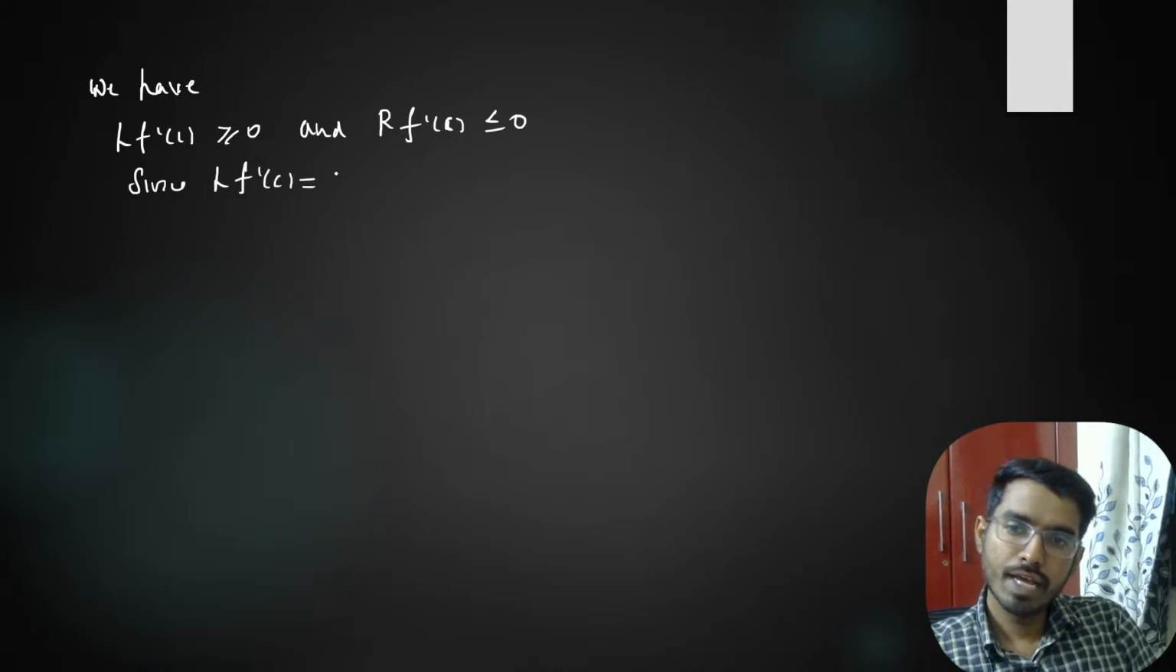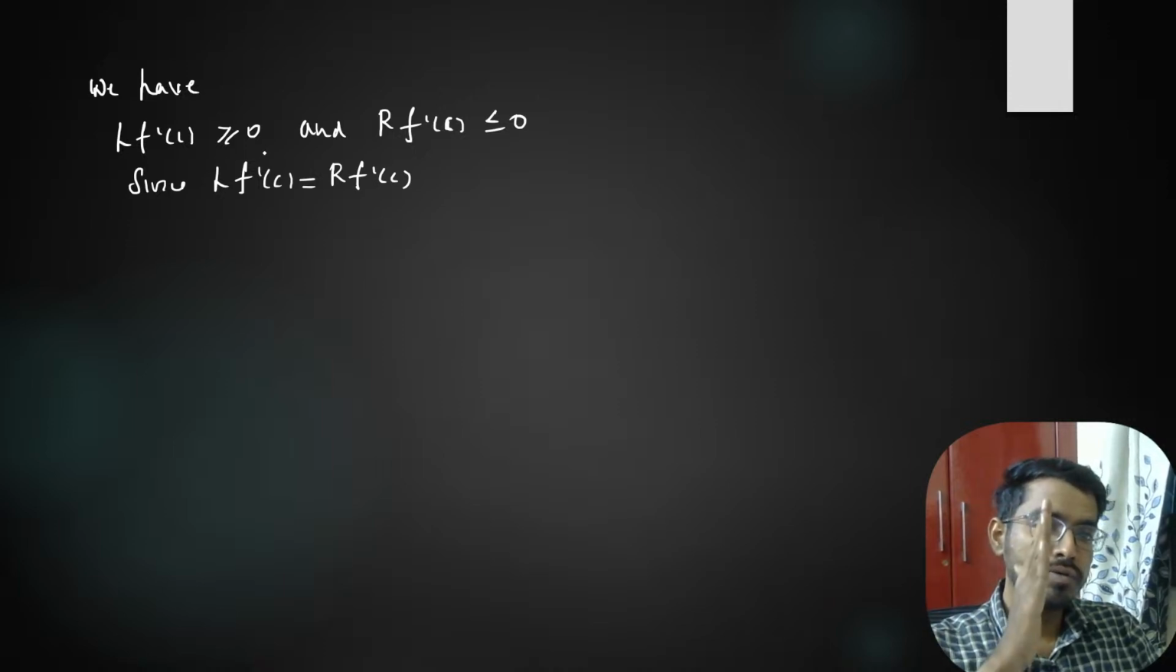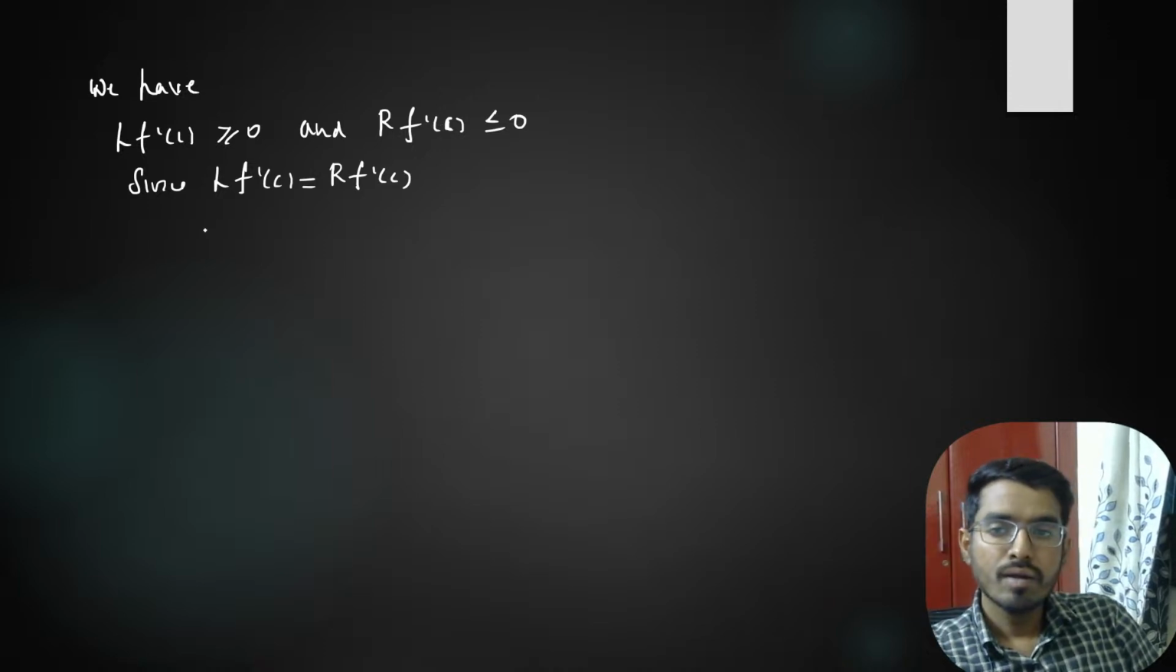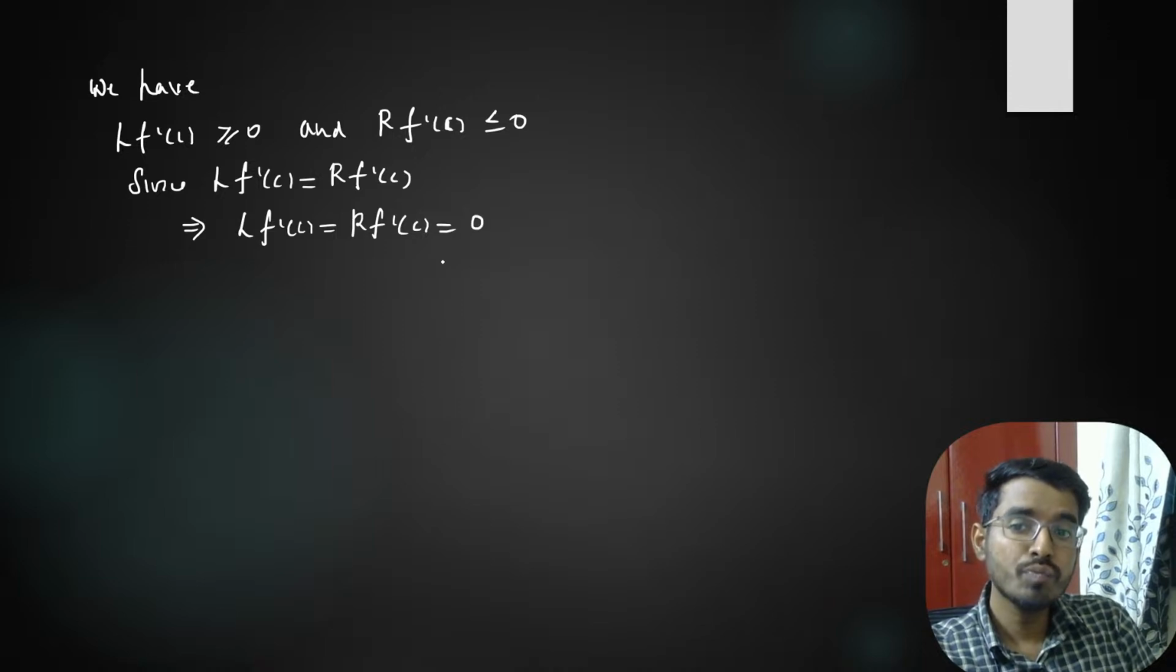Since L of f dash of c is equal to R of f dash of c, this quantity is greater than or equal to 0. This quantity is less than or equal to 0. Both will be equal when? This implies L of f dash of c is equal to R of f dash of c has to be 0. Why are these two equal?